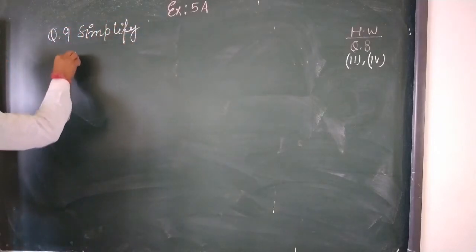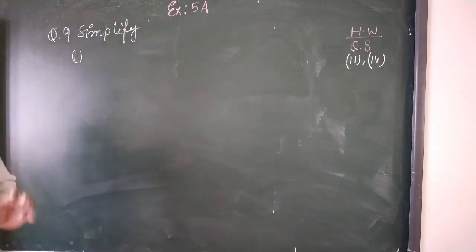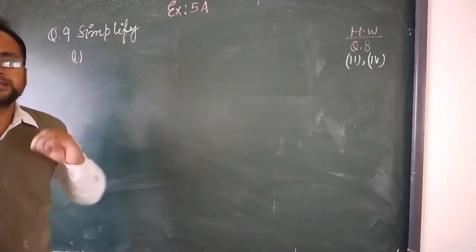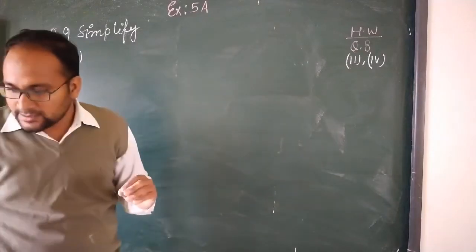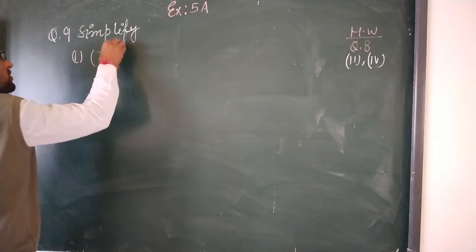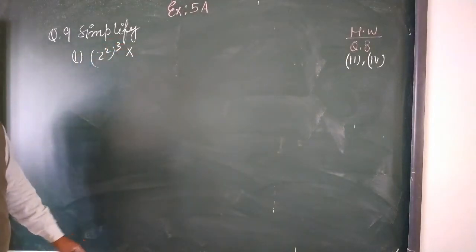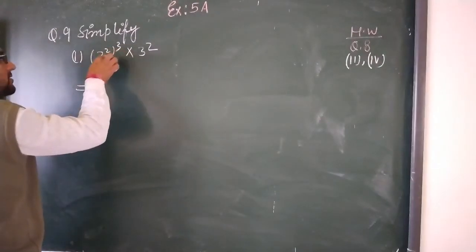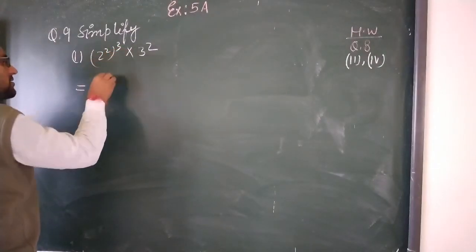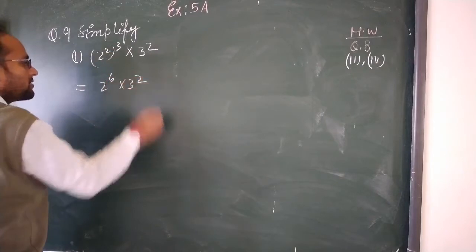So in that, simplification is also very easy. If you use your mind, it is very easy for you to do that. See this first one, it is very easy. 2 to the power 2 to the power 3 is multiplied by 3 to the power 2. Okay, so first you do this one. 2 to the power 3 to the 6 and 3 to the power 2.